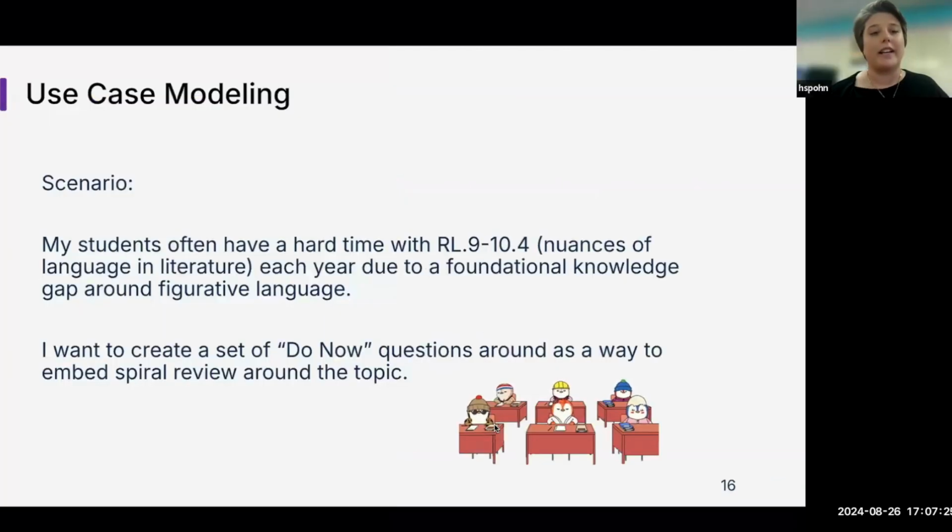So in this scenario, like I've said, I'm a math teacher in middle school, but I wanted to show the relevance to everyone, so I picked an ELA example. My students have a hard time, and you could insert whatever Common Core standard you feel appropriate. This one I chose is nuances of language and literature. They have a hard time with it each year due to a foundational knowledge gap around figurative language. And I want to create a set of do nows as a way to embed spiral review around the topic.